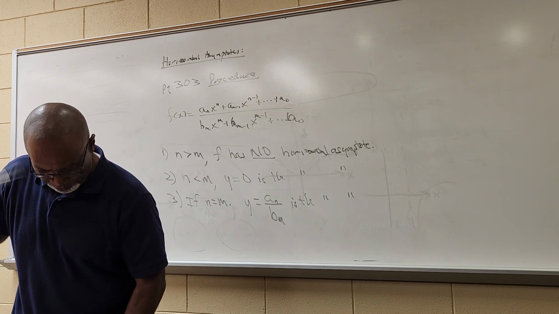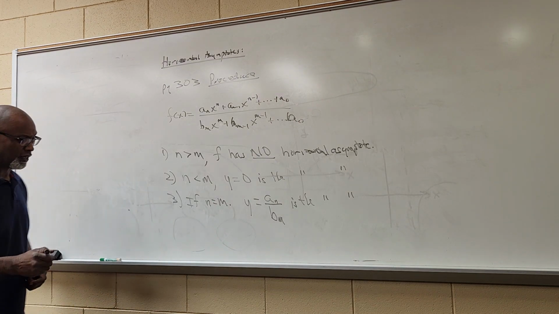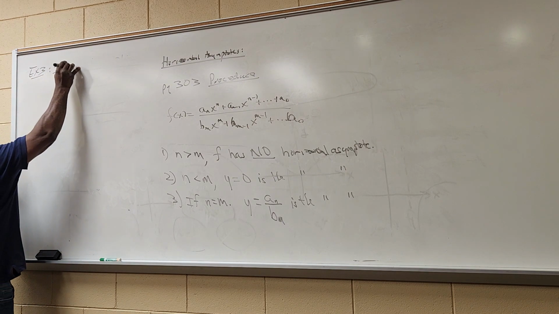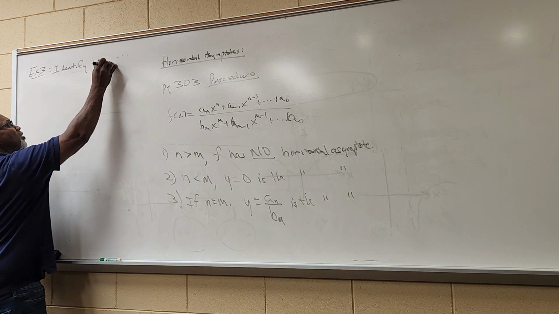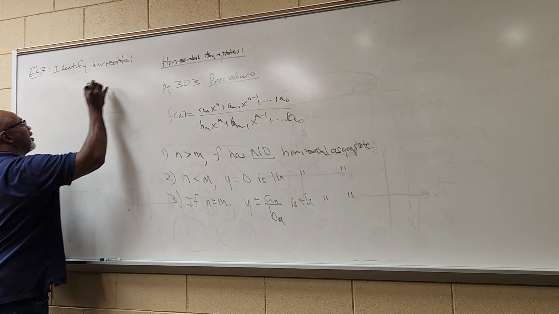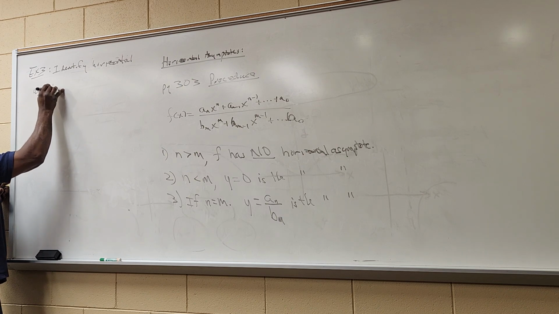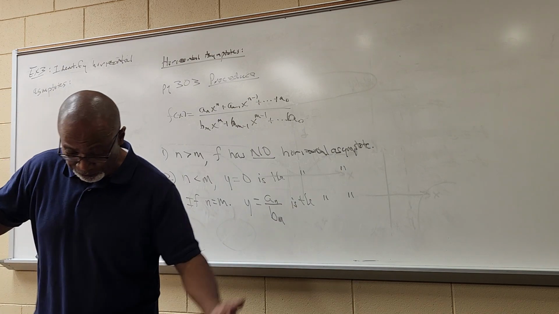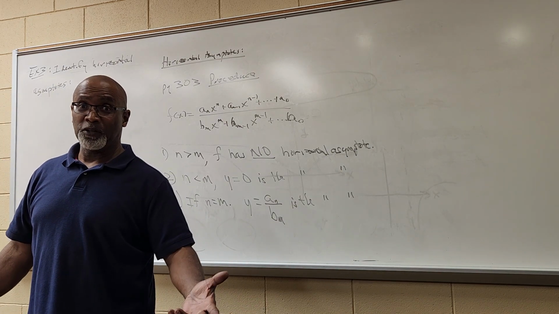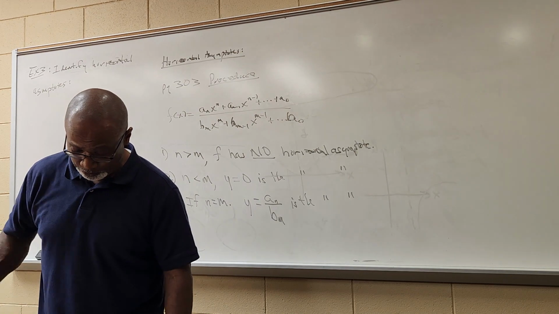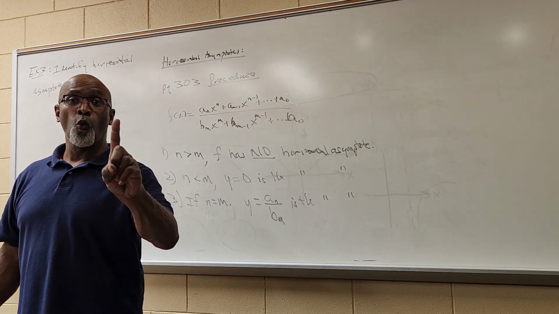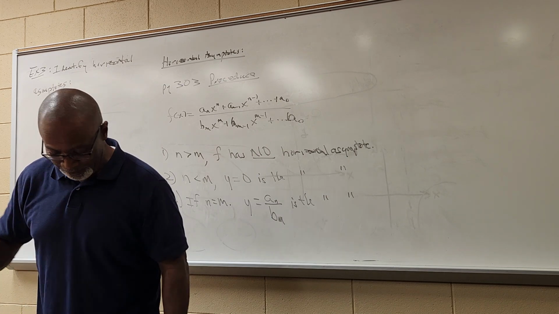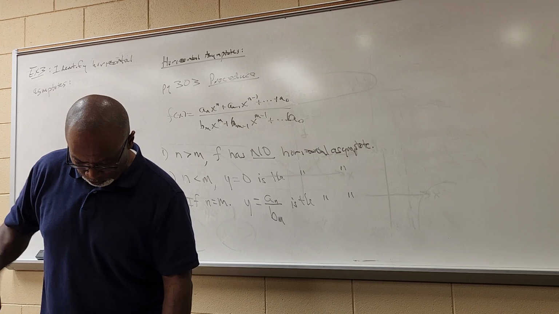So, we're at example 3. Identify horizontal asymptotes, if any. They don't have to exist. Just like with vertical asymptotes, a function may or may not have a horizontal asymptote. Now, it can have at most one horizontal asymptote. There can be more than one vertical asymptote, but it can have at most one horizontal asymptote.